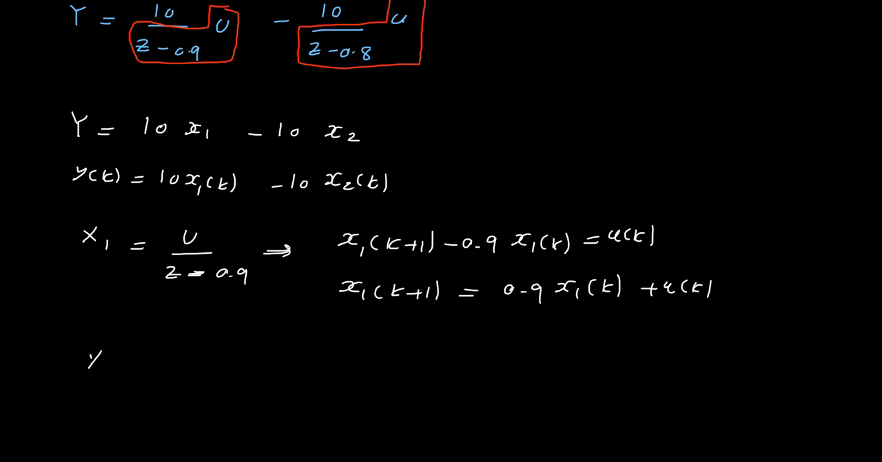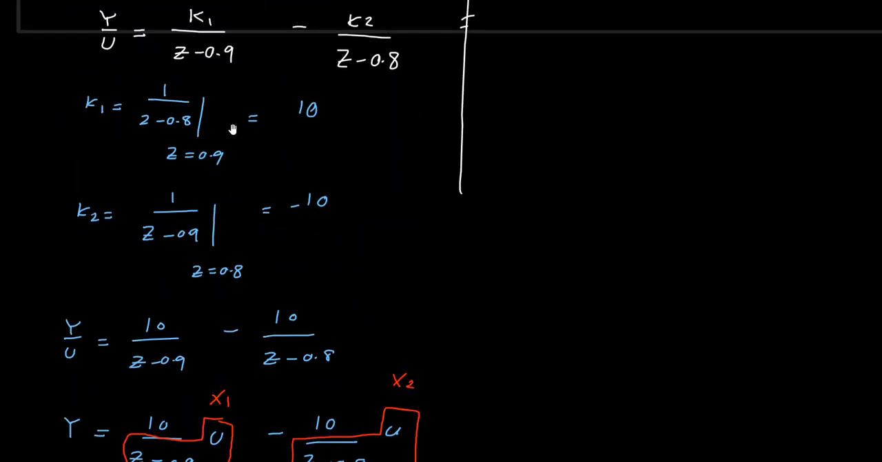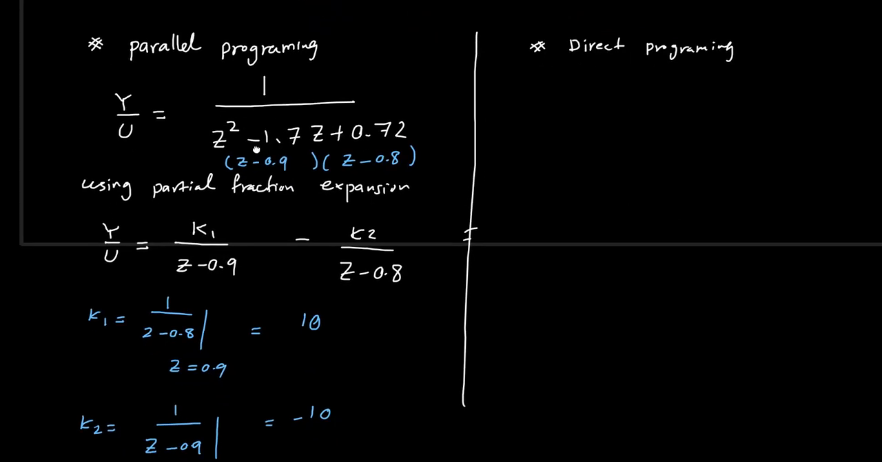The last one, x2, will equal u over z minus 0.8. This one we can write, rearranging, as x2 of k plus 1 will equal 0.8 x2 of k plus u of k. So simply now we finish writing the state space representation using the direct or the parallel programming.